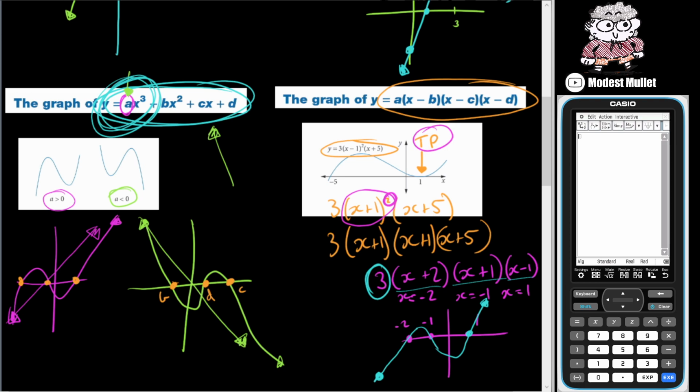Let's erase. Oh, my brush size went massive. Let's erase that quickly, and we can do another example, maybe with a repeated root.